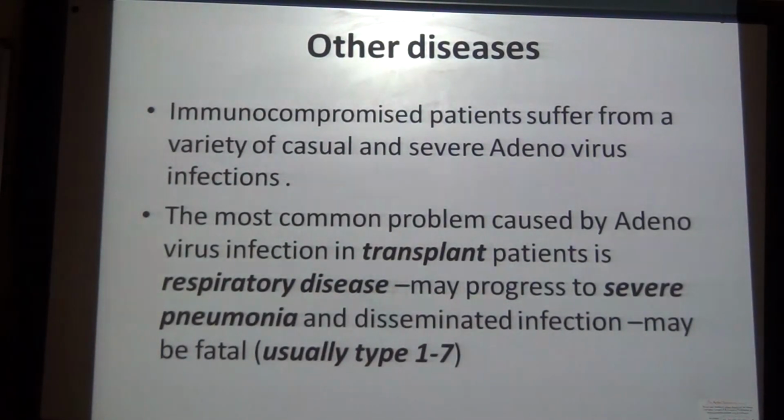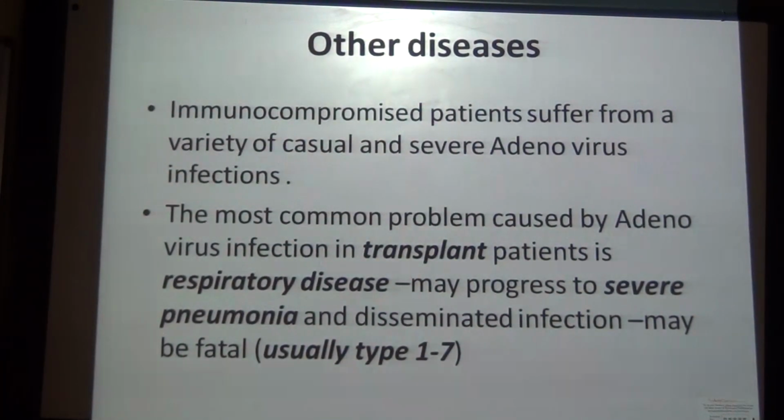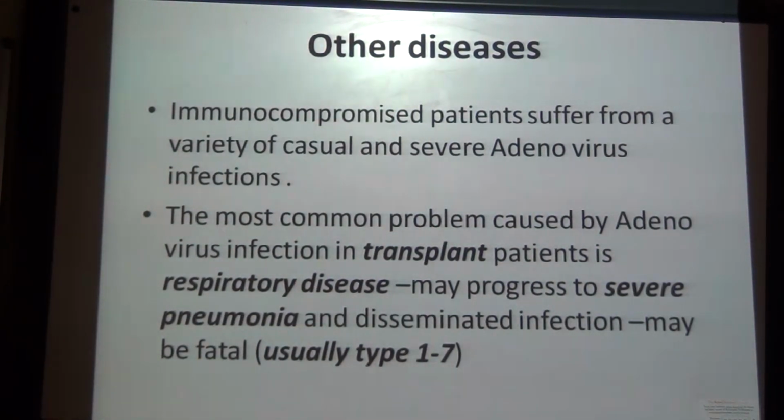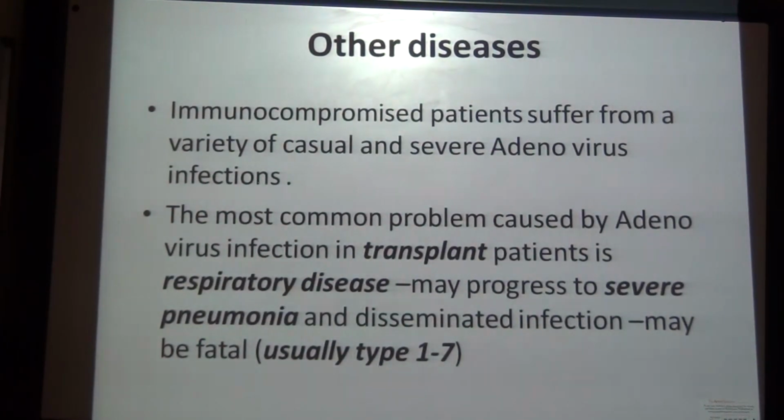Adenoviruses can also cause diseases in immunocompromised patients. The most common problem caused by adenovirus infection is in transplants, where the virus causes respiratory disease, which may progress to severe pneumonia and disseminated infection. And this may be fatal. Usually types 1 to 7 are involved in these complications.